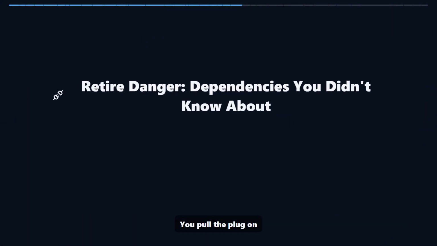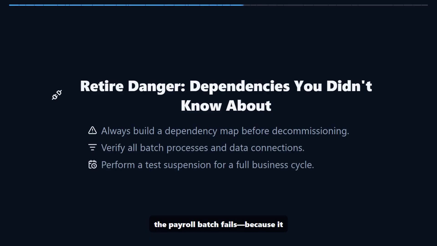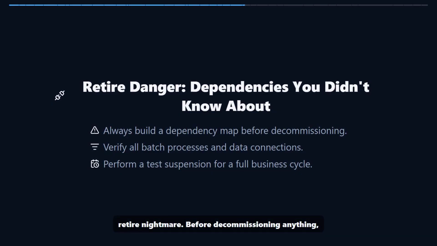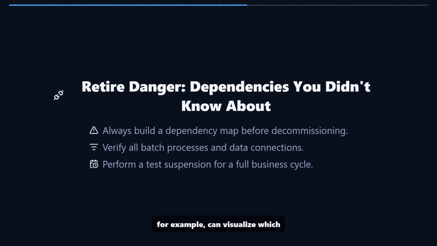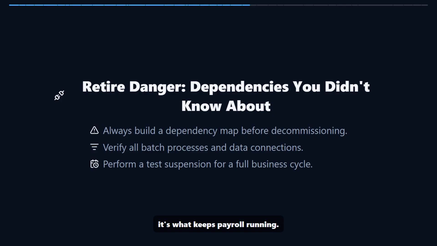You pull the plug on an old server, and suddenly the payroll batch fails, because it relied on a dusty lookup table living there. That's the retire nightmare. Before decommissioning anything, build a dependency map using your discovery tool. Azure Migrate, for example, can visualize which servers communicate with each other. A dependency graph isn't optional. It's what keeps payroll running.